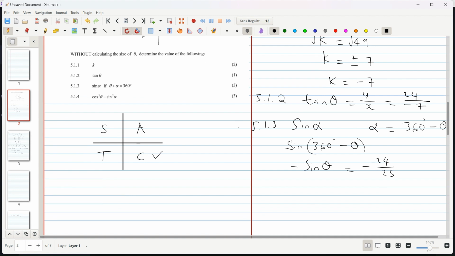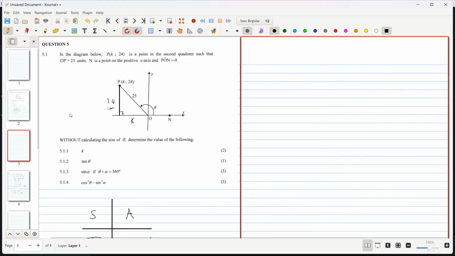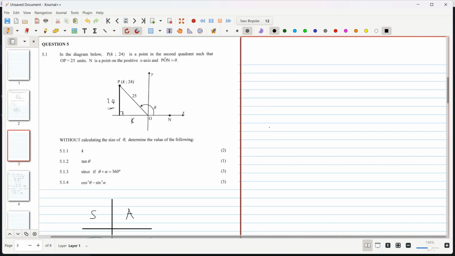Moving forward, 5.1.4. We need to determine cos square theta minus sine square alpha, right?